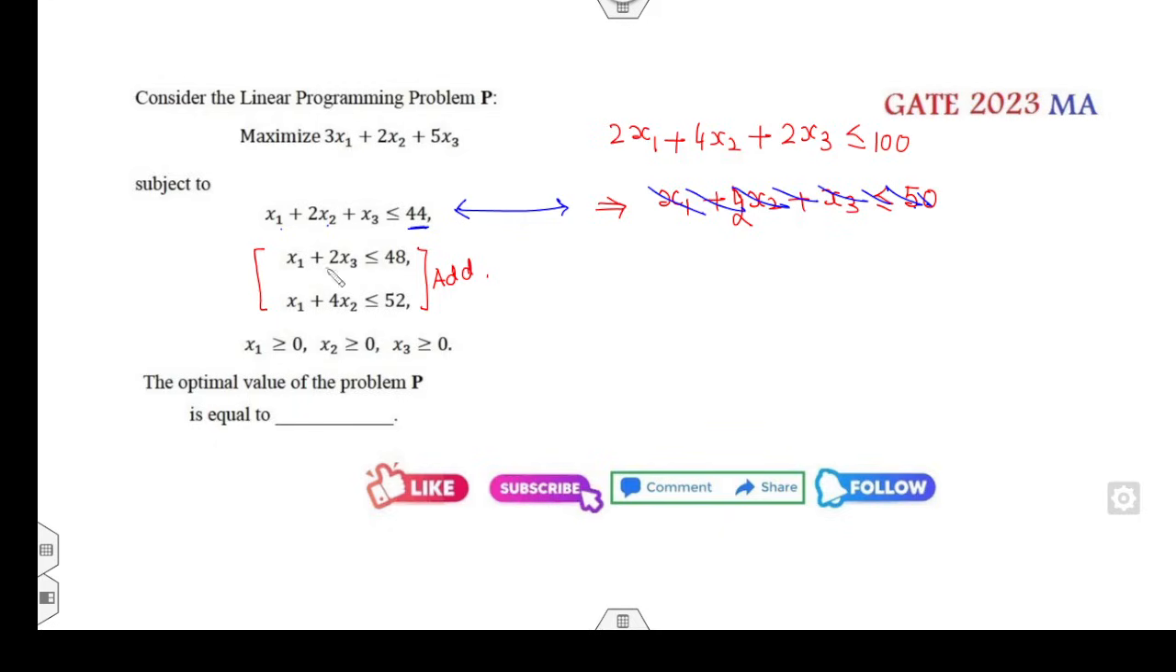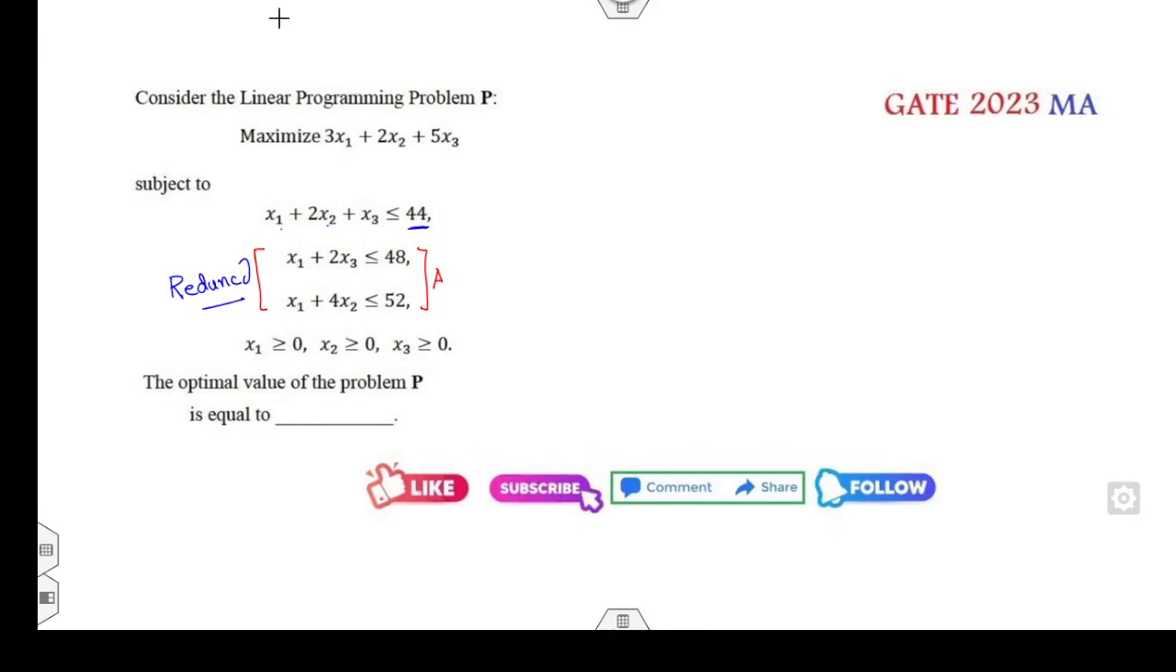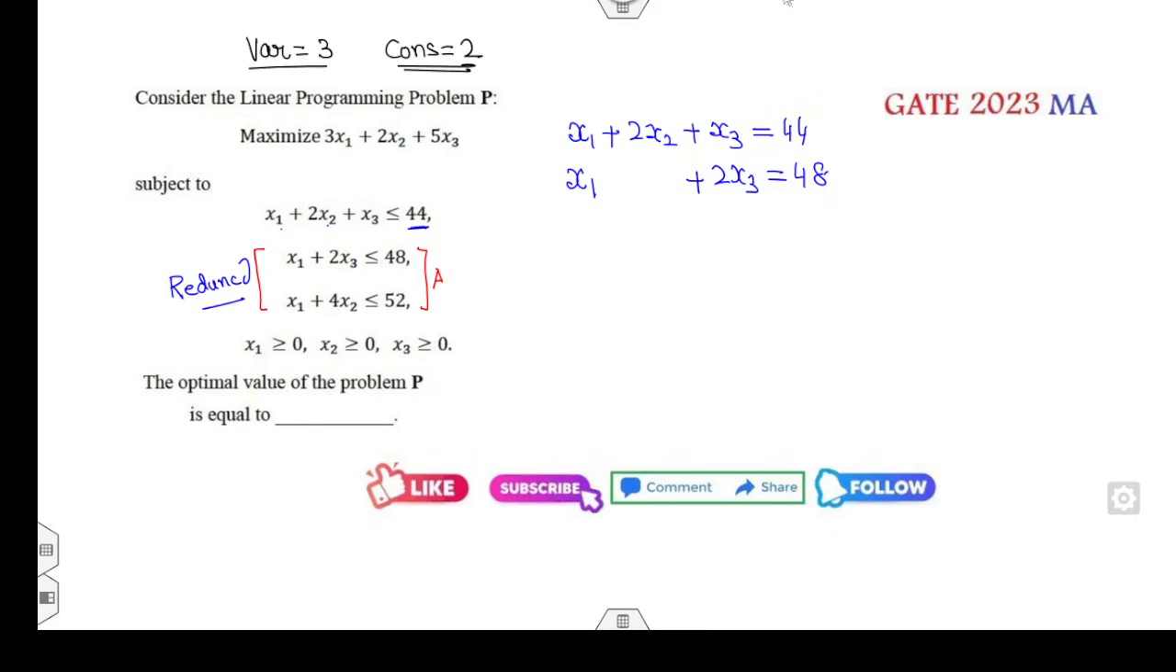क्लियर? तो इसका मतलब क्या हो गया? दीज टू कॉन्स्टेंट्स आर रिडंडेंट द फर्स्ट वन. इज इट ओके? तो आप क्या करो, एक पहला कांस्टेंट लिख लो x1 प्लस 2x2 प्लस x3 विच इज लेस दैन 44, और इन दोनों में से कोई भी एक लिख लो आप, चॉइस आपकी है. एनी वन, यू कैन राइट एनी वन. क्लियर? Now you can see how many variables you have. You have three variables. How many constraints you have? Two constraints. So that means one variable must be 0.